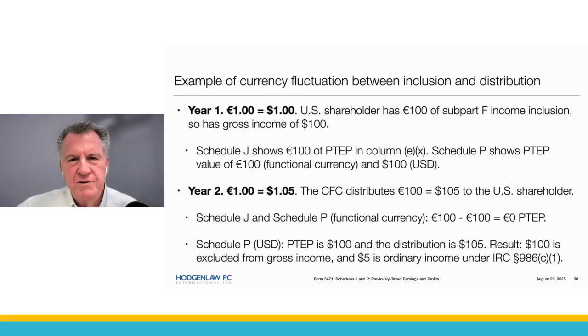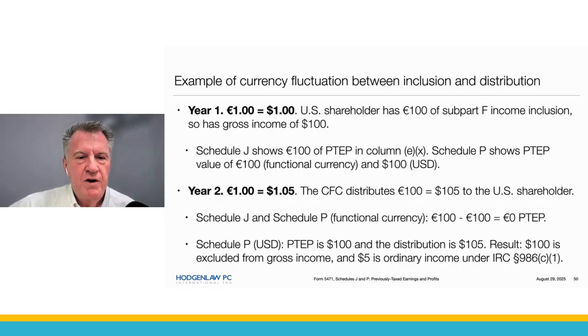So let me give you, just to wrap it up, a little quickie example of how this works. Let's just assume the CFC functional currency is the euro. And in year one, it has 100 euros of subpart F income inclusion that it passes through to the US shareholder. So the US shareholder has $100 of subpart F income. Boom. Schedule J is going to show 100 euros of PTEP. Schedule P is going to show 100 euros of PTEP and $100 of PTEP.